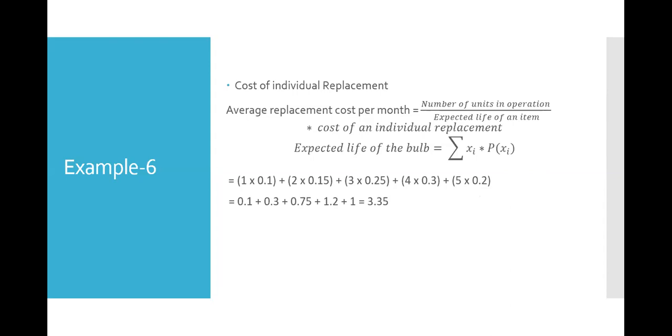Now if we put the values, the number of units in operation was given in the data, that 1000 bulbs are in operation. So the number of bulbs is 1000, divided by the expected life, which we have just found out, that is 3.35, multiplied by the cost of an individual replacement. The cost of individual replacement has been given with the data, and it is 10 rupees per bulb. So put that value: 1000 divided by 3.35 into 10. So the final value of the replacement cost per month would be how much? Can anyone share that on the chat box?